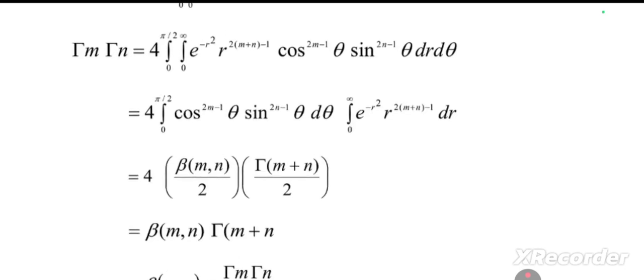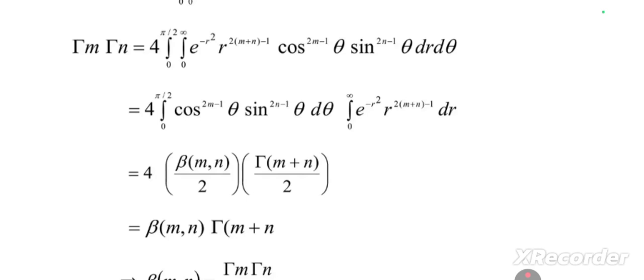Now separate the r value and theta value. 4 times the integral from 0 to pi by 2 cos power 2m minus 1 theta sin power 2n minus 1 theta into d theta. This is the theta integral. Then the integral from 0 to infinity e power minus r square r power 2m plus 2n minus 1 into dr. This is the r integral.